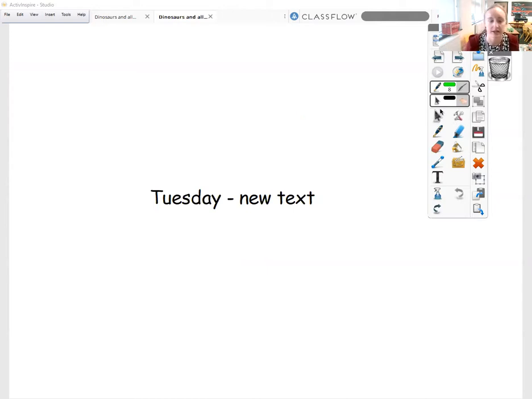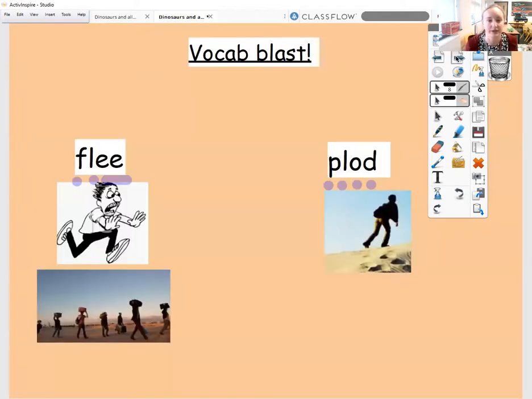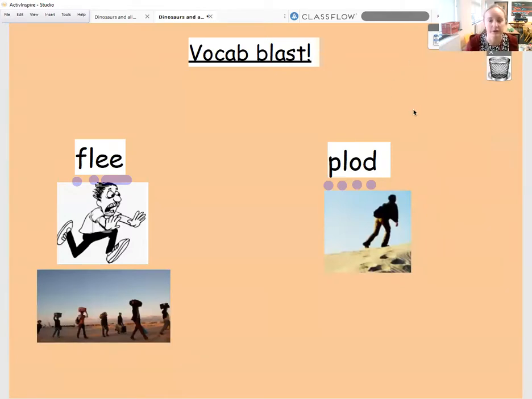So we're going to get started into our English for the day, and we're going to be exploring a new text, which is very exciting. But first, we're just going to go over some of the vocabulary that we looked at yesterday.